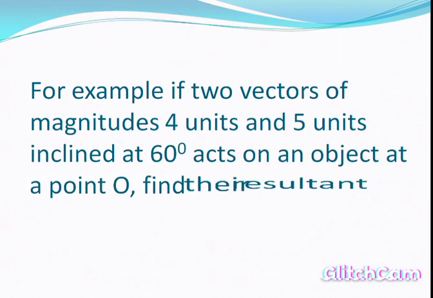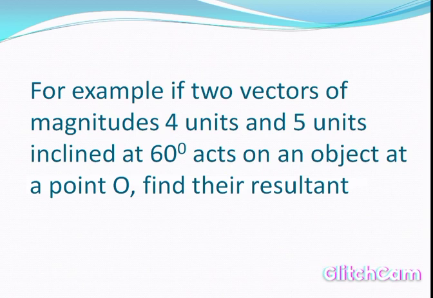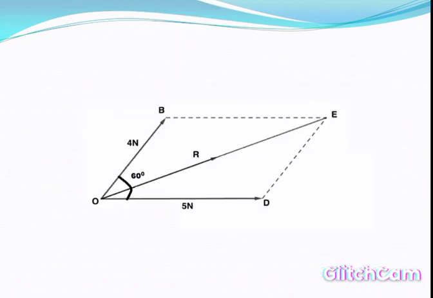Now let's take this example. If two vectors of magnitude 4 units and 5 units inclined at 60 degrees act on an object at a point O, find their resultant. So to find the resultant, we are going to use the parallelogram law. So these are the vectors drawn using the adjacent sides of a parallelogram. So I have vector OB is 4 units and vector OD is 5 units. The resultant is OE.